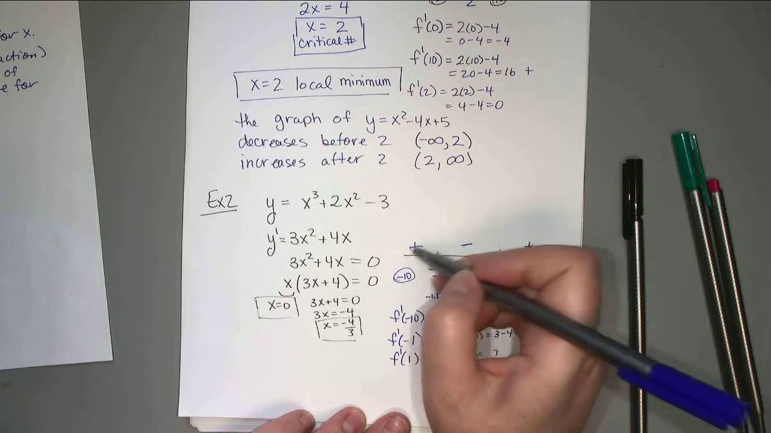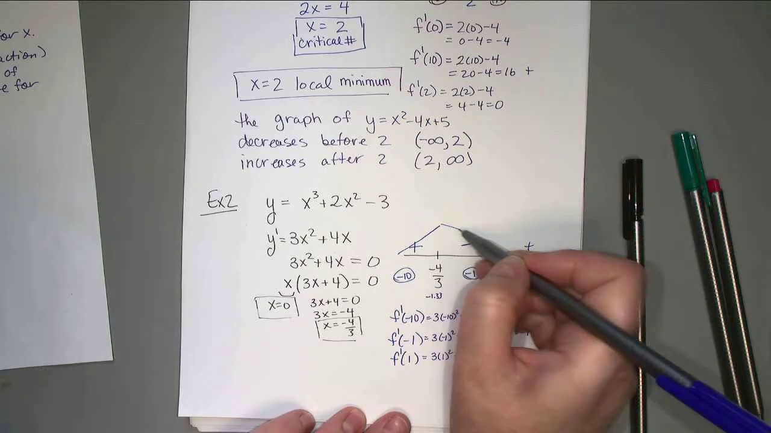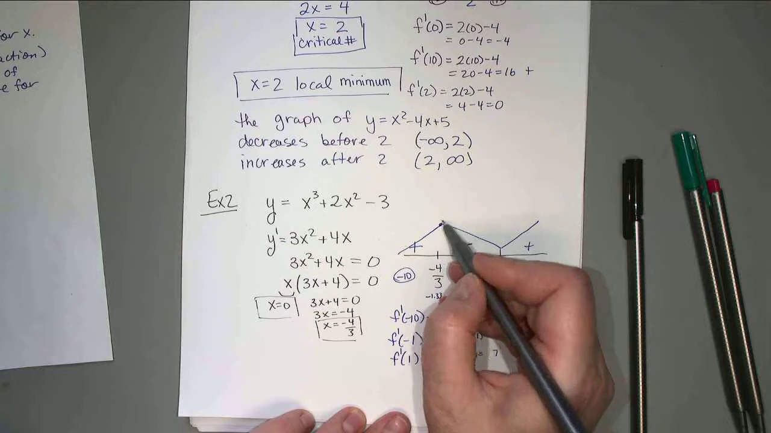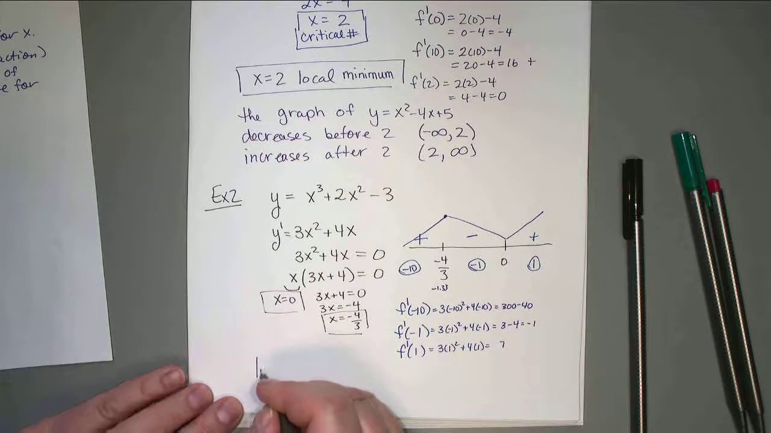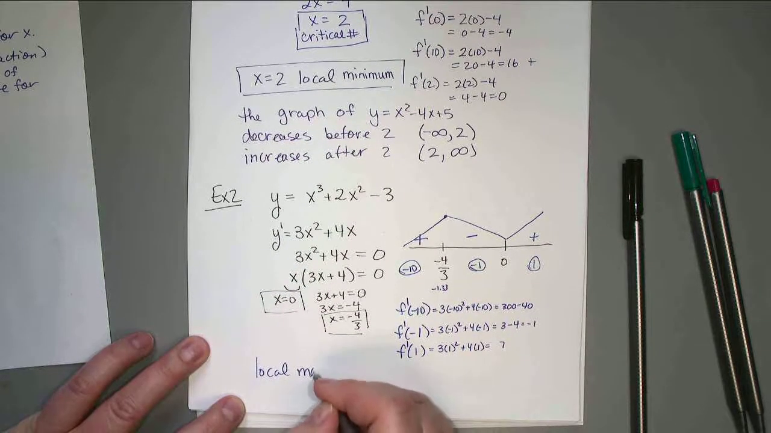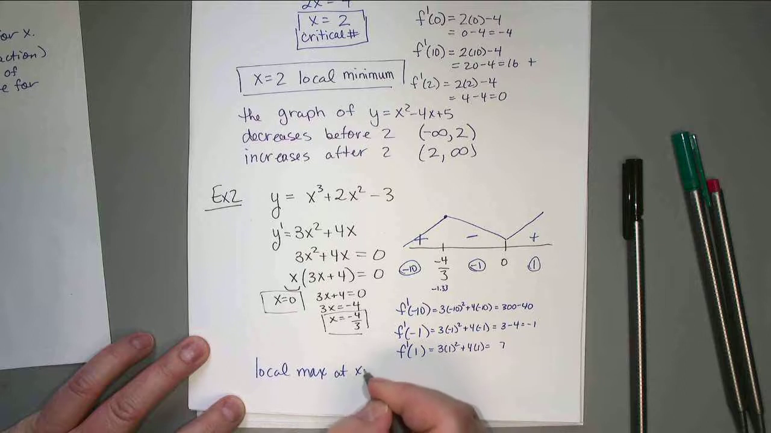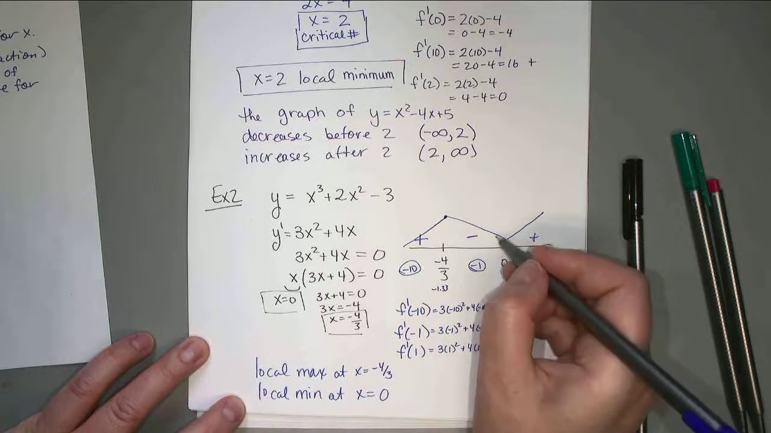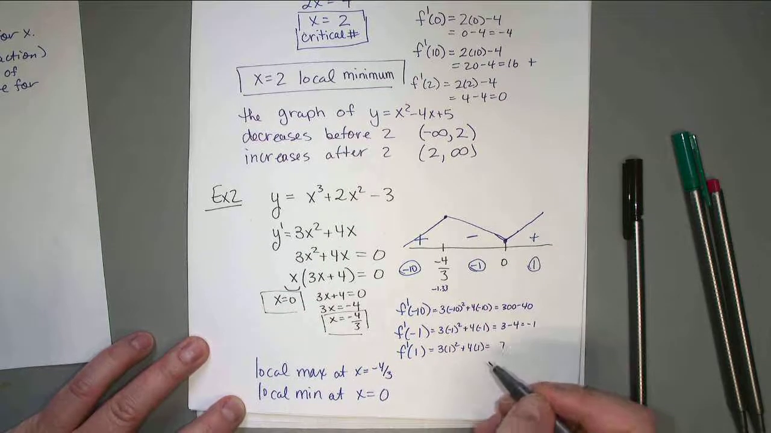So this is positive, so it goes up, and then it goes down, and then it goes back up. So up here, this would be a local max. So we would say a local max at x equals minus 4 over 3. And a local min at x equals 0. That's at the bottom, so that would be a min.